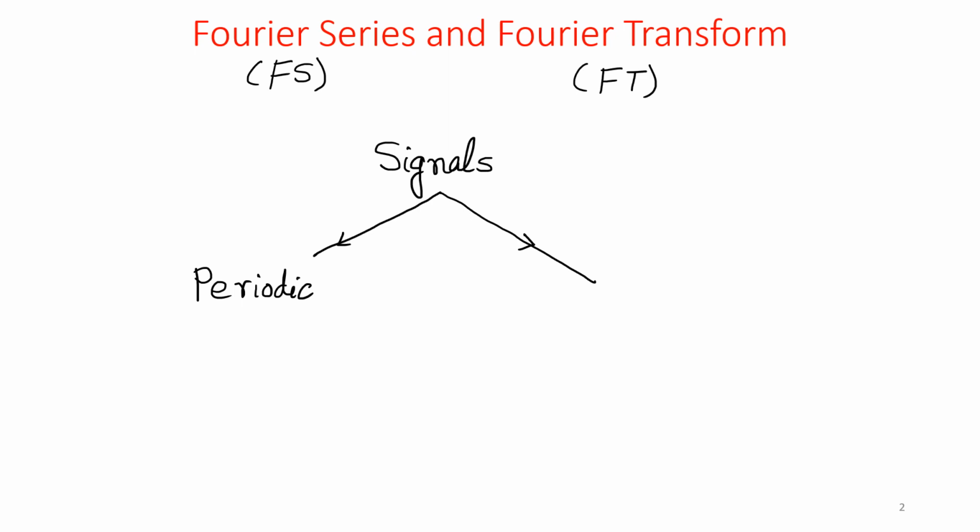First, we'll consider the signals. These signals are nothing but some functions in one independent variable. Suppose x(t) is a signal, and that signal we can divide in two broad categories. One is periodic, the other one is aperiodic.